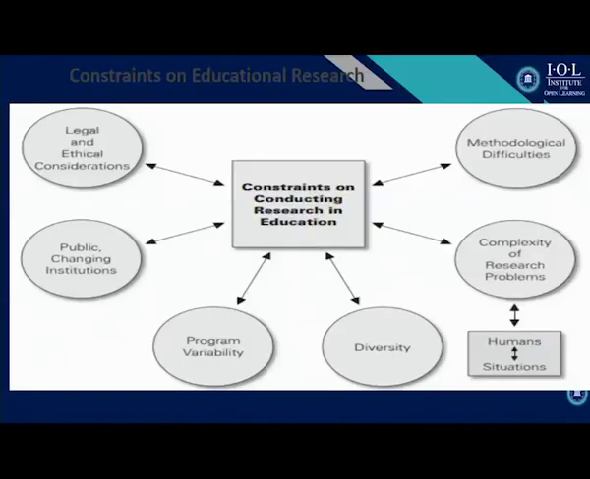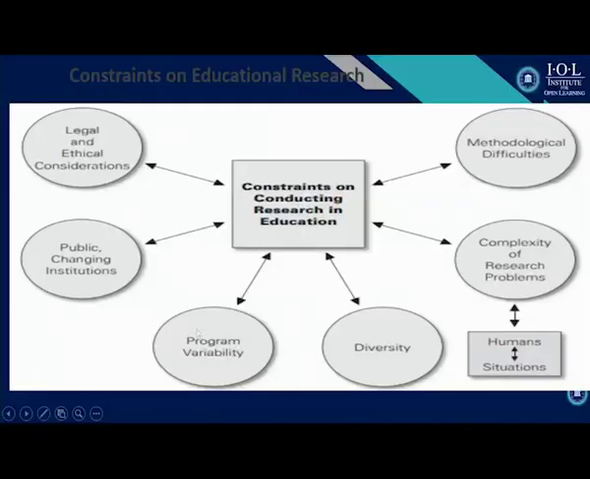So, constraints on educational research that prohibit or restrict research. As I said, there are legal and ethical considerations. Public changing institutions, changing program variability, diversity, human situations, complexity of research problems, methodological difficulties. These are some of the factors that restrict research. Some of the things you can't do research on because of ethnic groups or race. You can't choose to do research only on some ethnic groups or tribes, asking why they do this, because it is discriminatory.